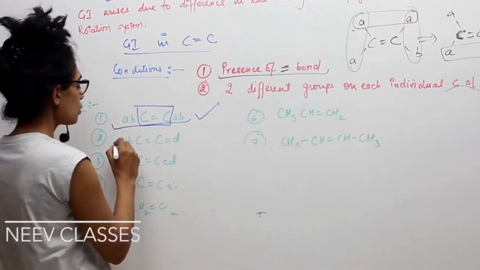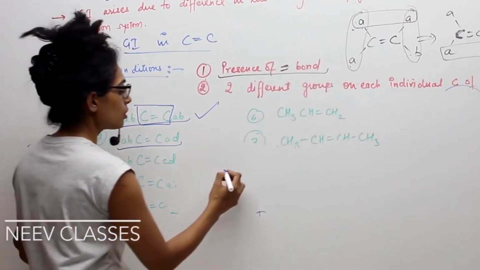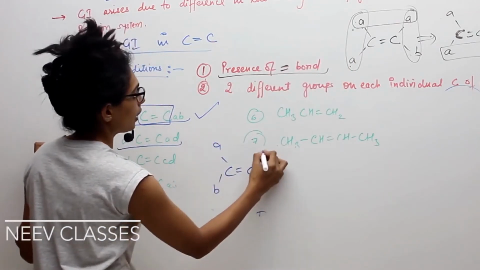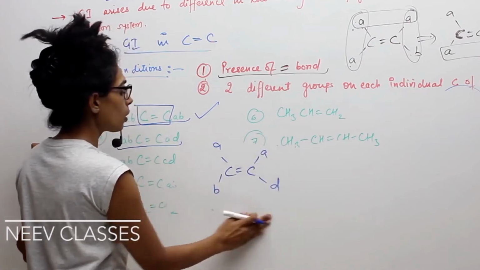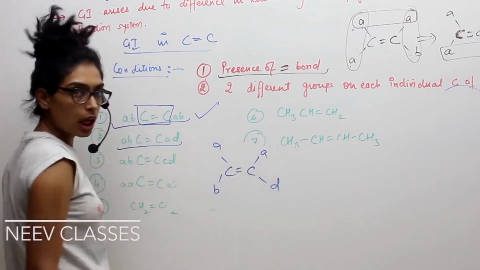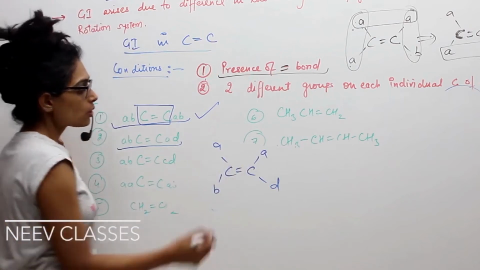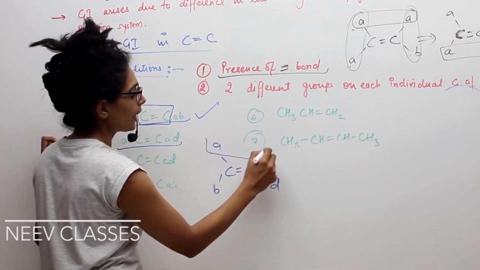So now, let's talk about question number 2. In question number 2, you have C double bond C, with A, B on one carbon and A and D on the other. We do not require both the groups to be the same on the other carbon also. Even one set of same groups can do. So here you can take AA as a reference.